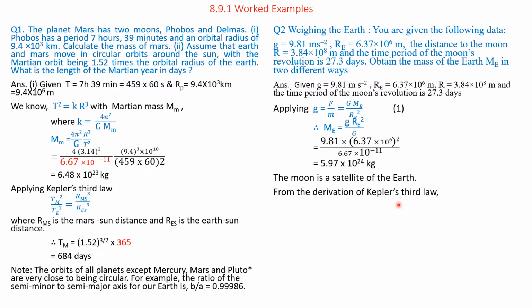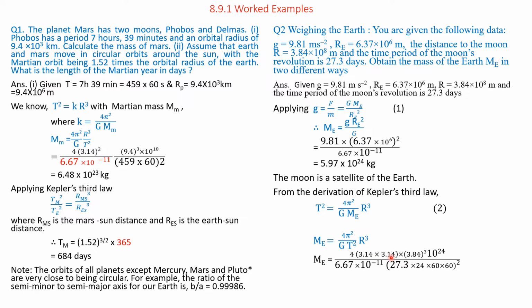The moon is a satellite of Earth. From the derivation of Kepler's law, we can apply the formula T square is equal to 4 pi square divided by capital G into capital ME, into R cube. So therefore ME is equal to 4 pi square divided by G into T square, that is cross multiplying, into R cube. Therefore ME is 4 into 3.14 into 3.84.